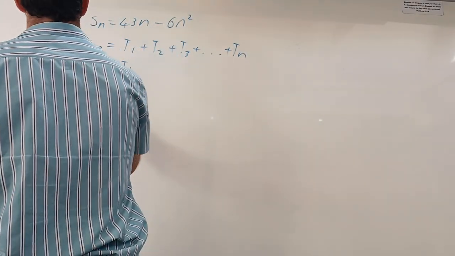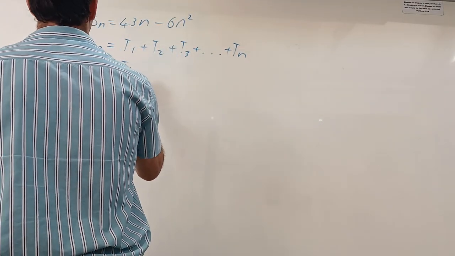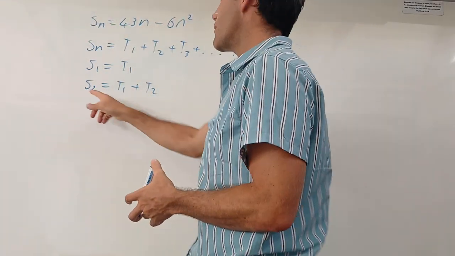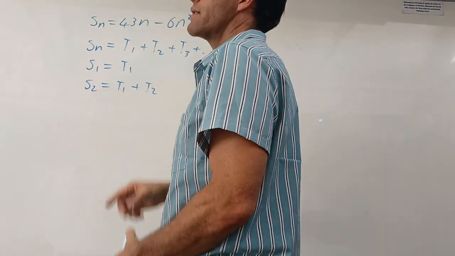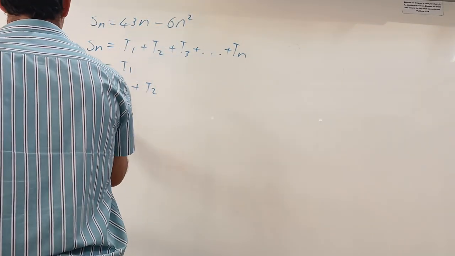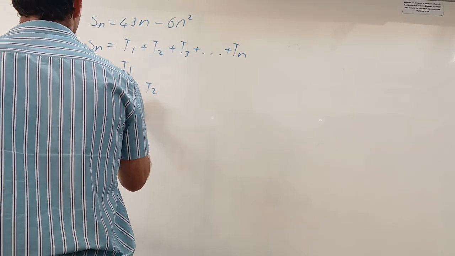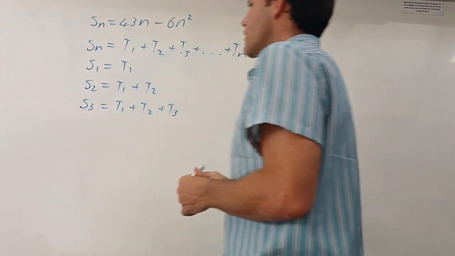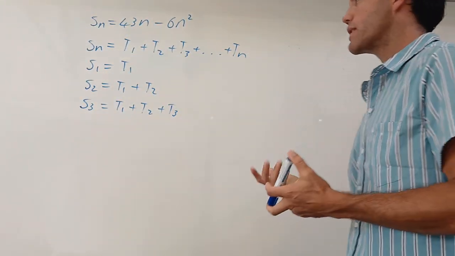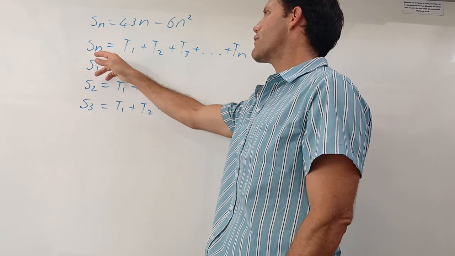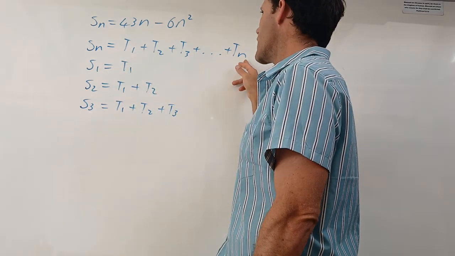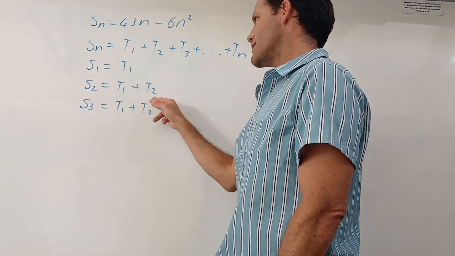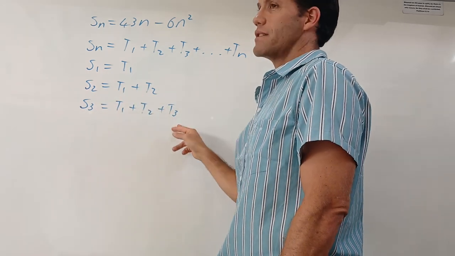If I say S2, it's term 1 plus term 2. To find the sum of the first two terms, I must add the first term and the second term. Which means if I say the sum of the first three terms, it's term 1 plus term 2 plus term 3. Okay, that makes sense, right? That's what this whole thing means. The sum of the n terms is t1 up to tn. So that means S1 is t1, S2 is t1 plus t2, S3 is t1 plus t2 plus t3.